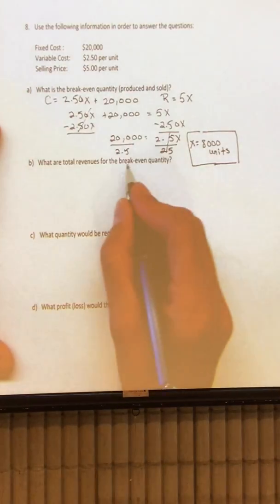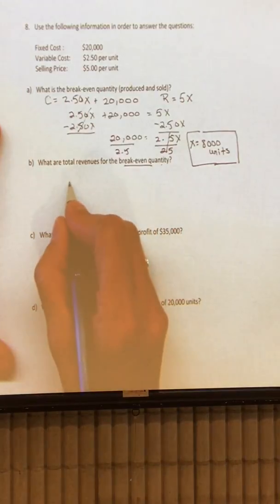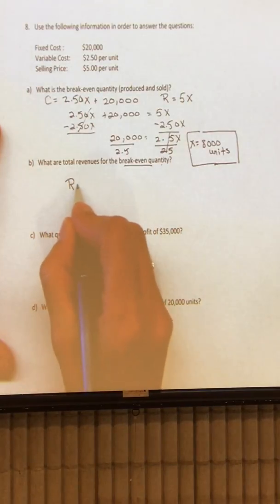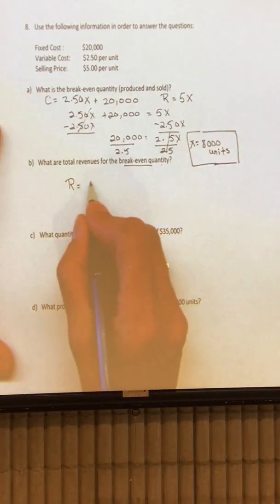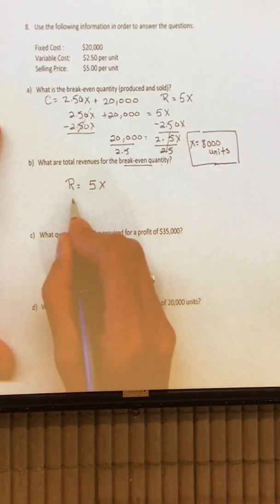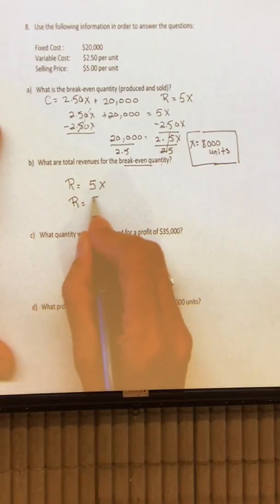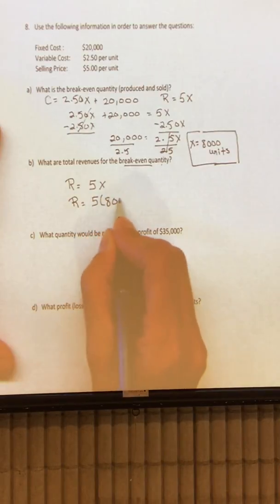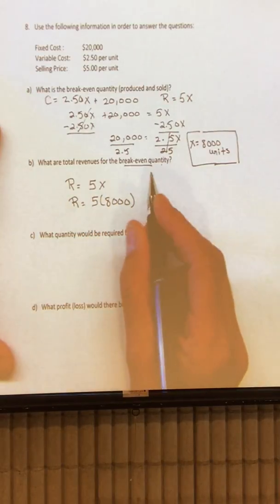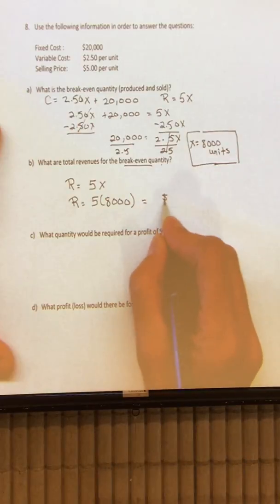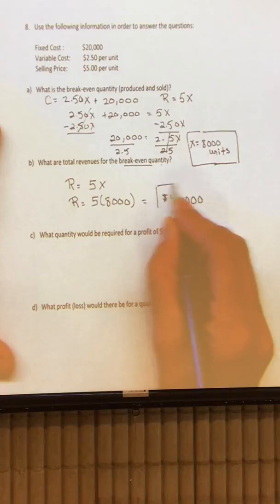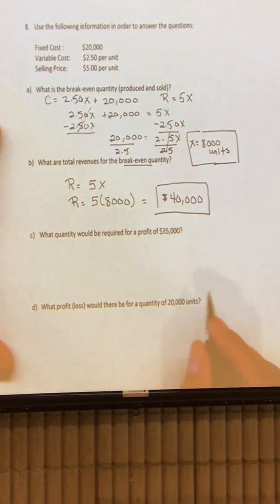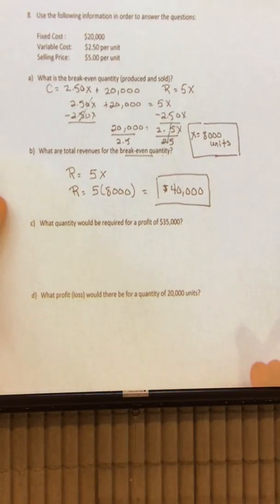What are the total revenues for the break-even quantity? We now substitute our x, which is 8,000, into our revenue equation. So our revenue is equal to 5 times 8,000, which is equal to $40,000. And that is the revenue for the break-even quantity.